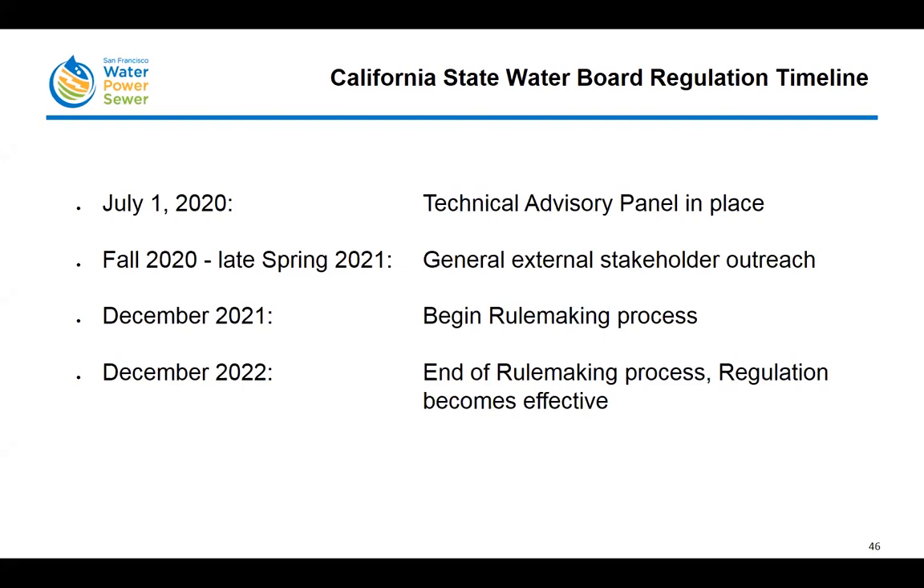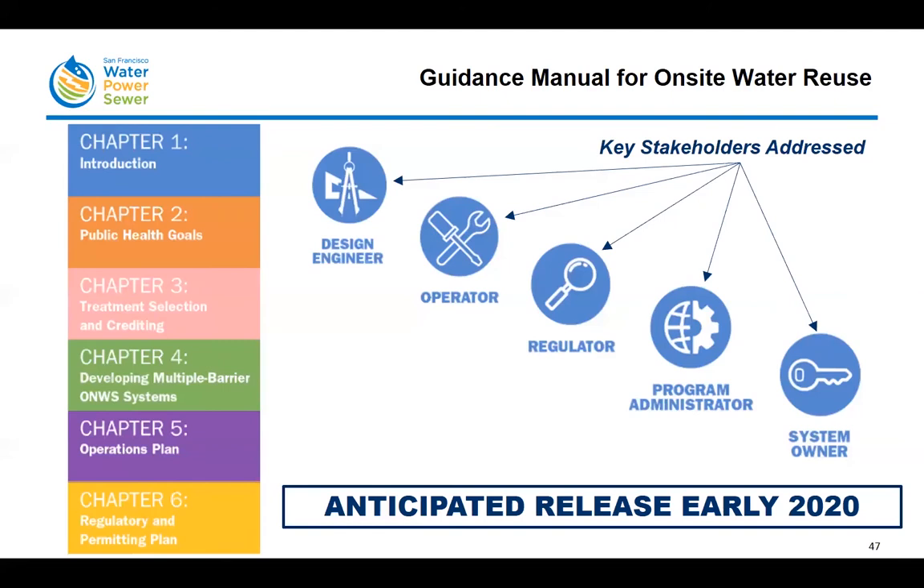They're putting together an advisory panel in July of this year. Later this year in fall and into late spring 2021, they're going to be doing general stakeholder outreach to the public. And then they're going to begin the rulemaking process in 2021 to hopefully wrap that up within a year, by the end of 2022. So just a little preview of what's to come for the state regulations.